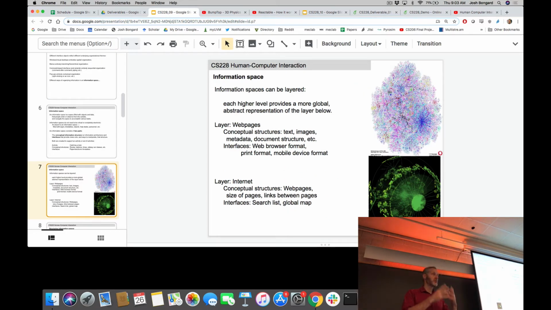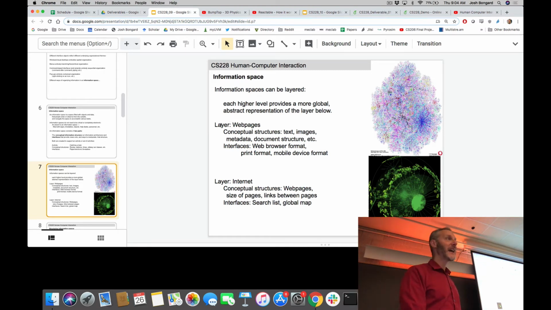Information spaces, at least when we're talking about virtual information spaces, are themselves hierarchical. We'll take the obvious example, which is the internet itself, the information space. Usually, if we do this right, each higher level in the information space has an interface which provides an abstract projection of the thing that lies below it.